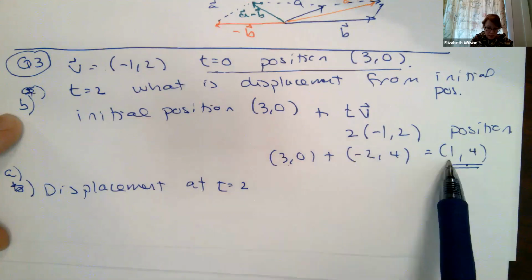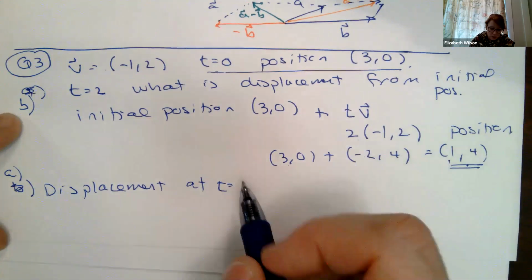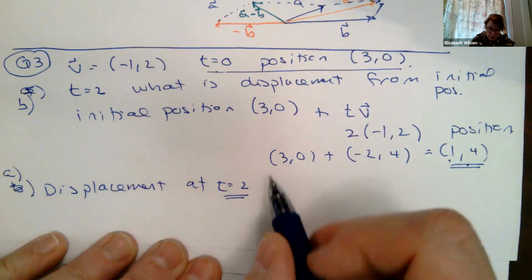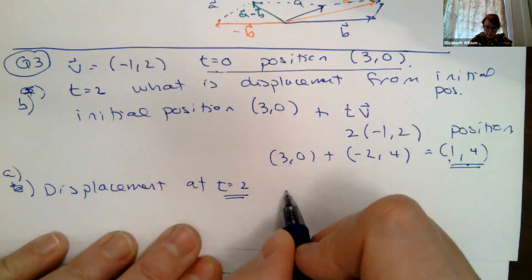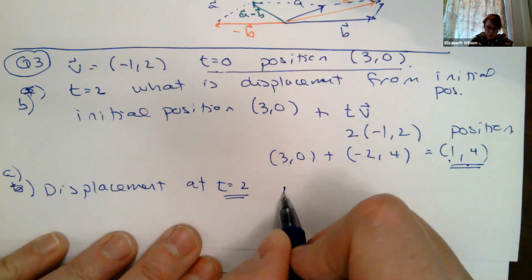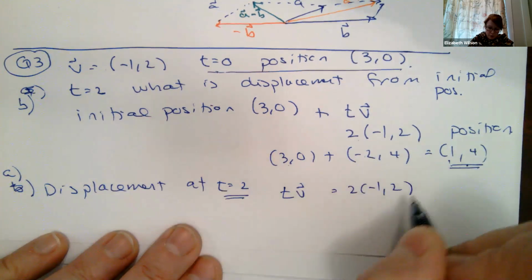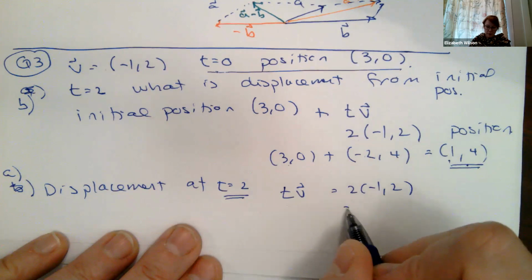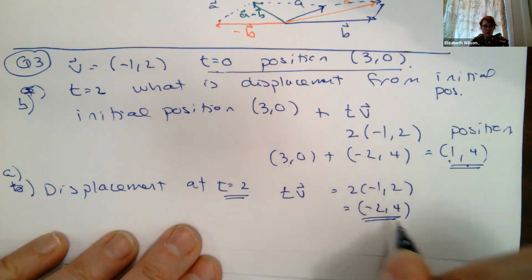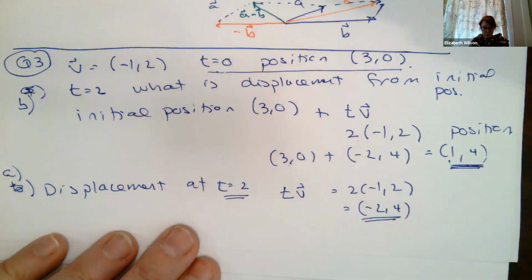So our displacement at time t equals 2 is basically t times v. We're being displaced by that amount, which is 2 times -1, 2, which is -2, 4, like what we did here. So that's our displacement, which gives us a resultant position of 1, 4. I answered them in reverse.